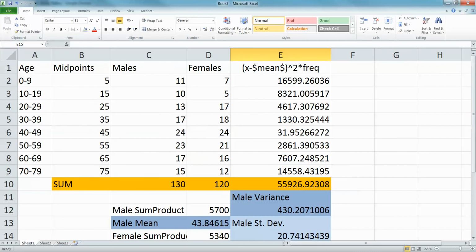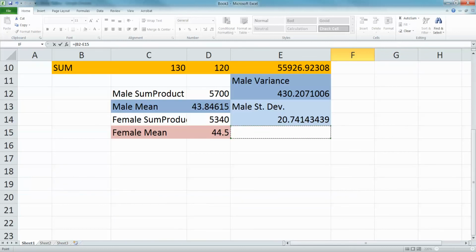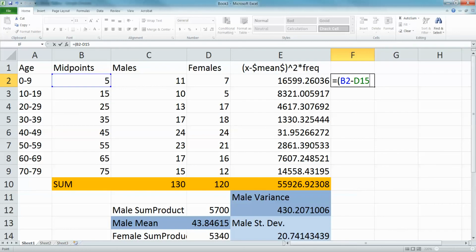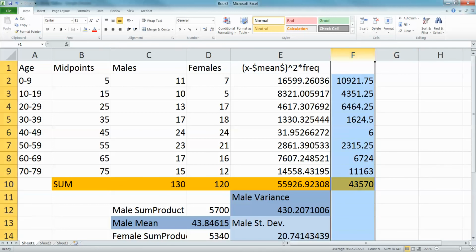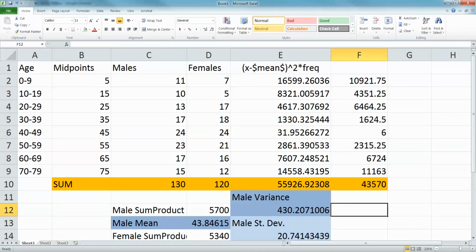We're done with that. Females is the same way. So it's the same thing. You would take parentheses equals midpoint minus the female mean, which is 44.5, cell D15 in my case. I press F4 to give it dollar signs, close the parentheses, square it, and multiply it by the female frequency now, which is D2. Then I drag it down. Then I bring this sum over to the right. So there's the sum for the females for that column. It's the deviation squared times the frequencies.